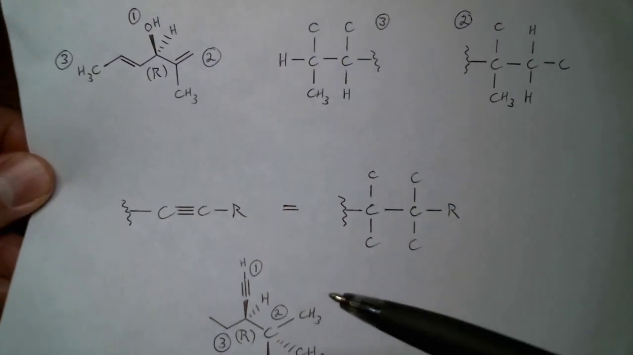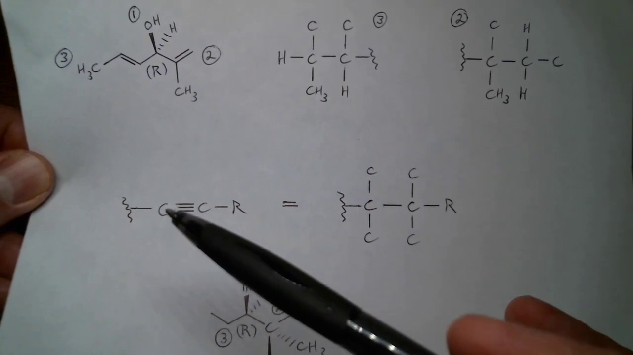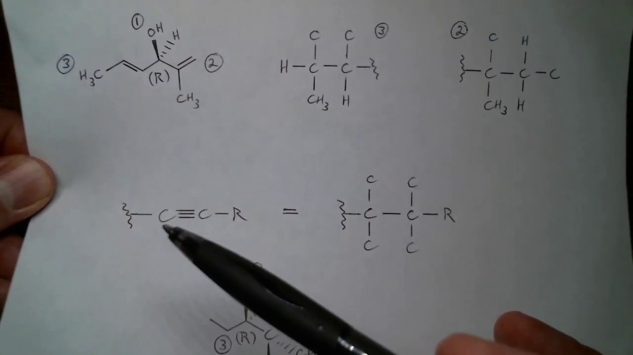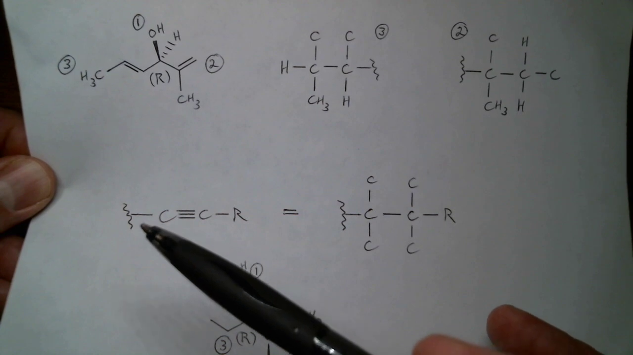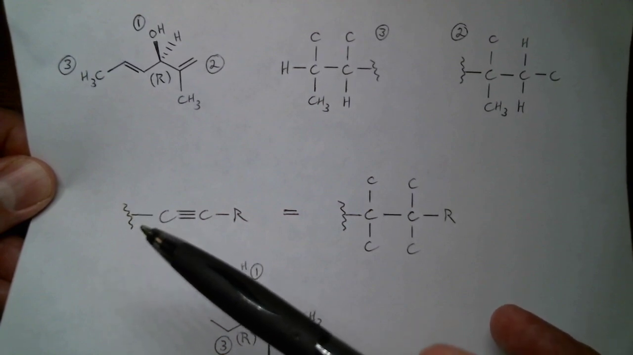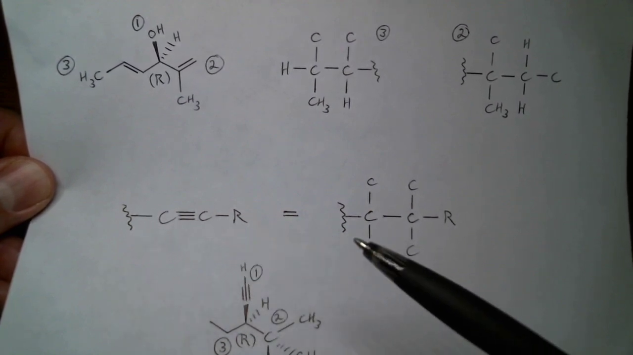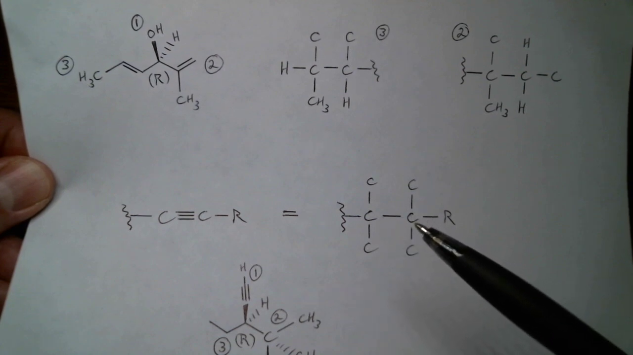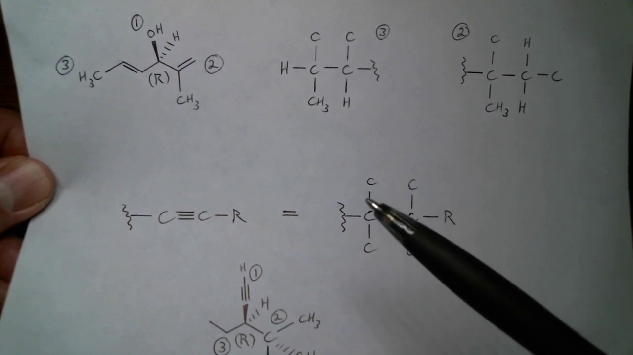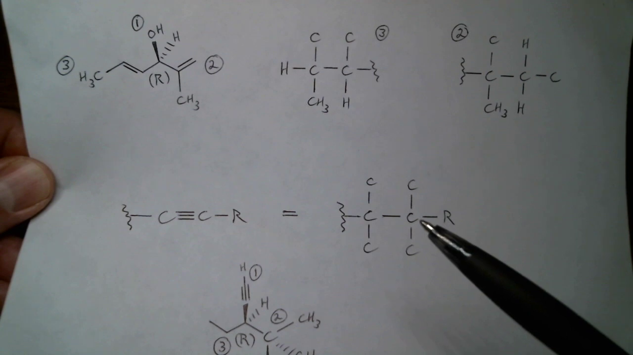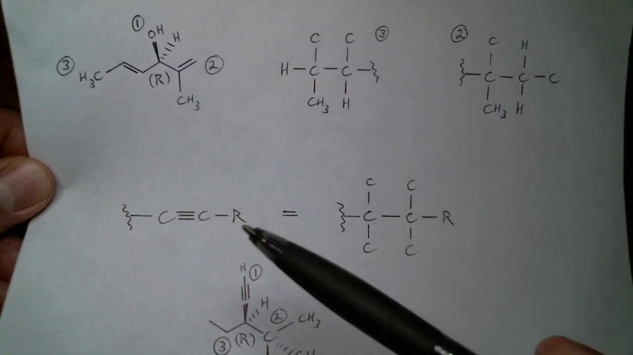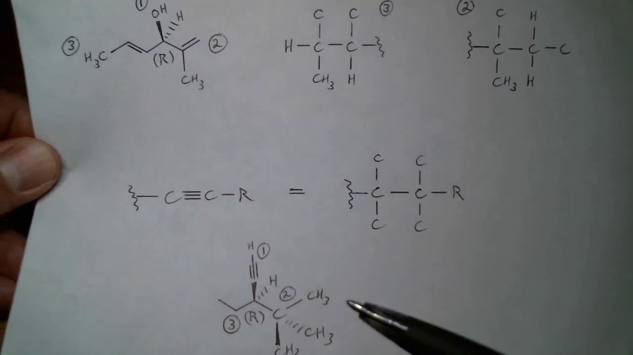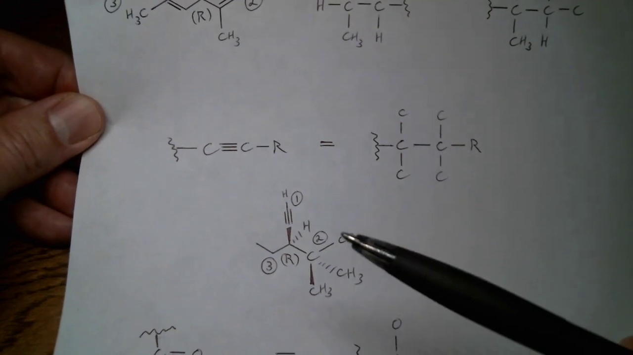Triple bonds are treated similarly. So say you have an alkynyl carbon that's bonded to some stereocenter. How do you treat that triple bond? Well, you simply treat it as a carbon that's bonded to three other carbons. And yes, the other carbon is bonded to whatever R is. So for example, what about this molecule?